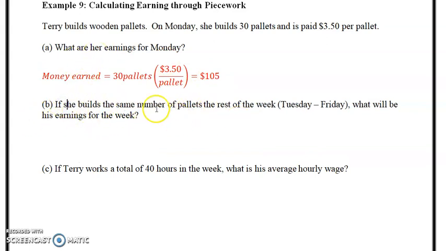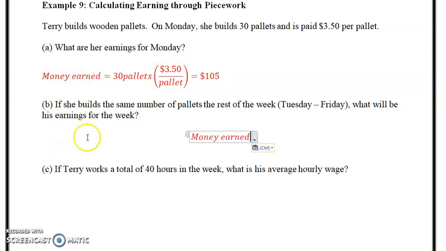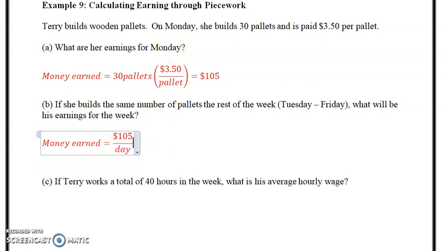If she builds, I had a typo there, if she builds the same number of pallets the rest of the week, Tuesday to Friday, what will be the earnings? So there's 4 more days, so 5 days total, including the Monday. So the money earned would equal the $105 per day multiplied by 5 days, which would equal $525. So $525 for the week.